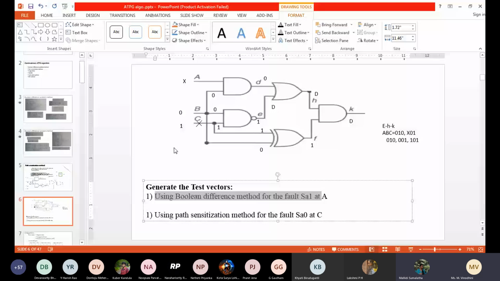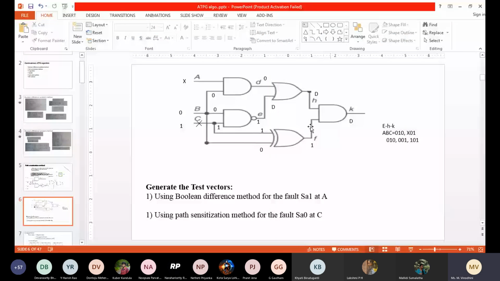So now, can you tell me what is the drawback with this method? Boolean difference cannot test a fault which is present at an intermediate line or output. So that is the drawback. In this, what is the drawback? Can anyone tell me what is the drawback here? Time consuming? It's not a drawback. One by one paths we are considering, we are sensitizing. Correct, students? So note down the drawback.